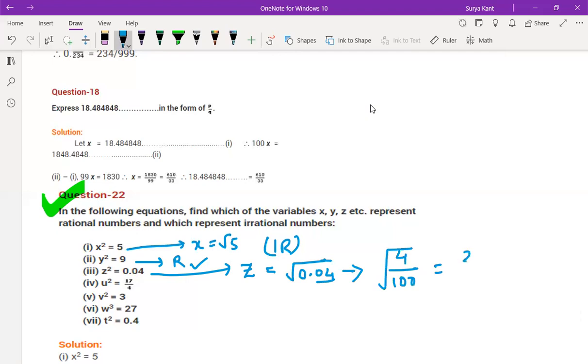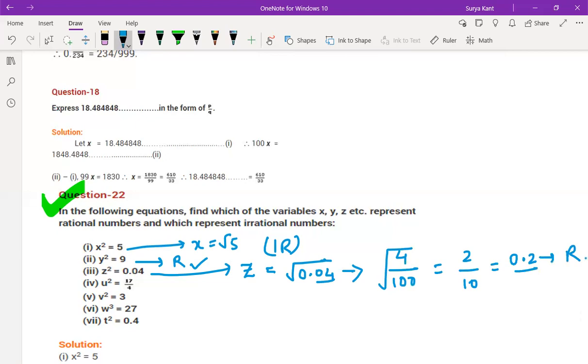Then you can write 2 divided by 10, right? And 2 divided by 10 is nothing but what? 0.2. Okay, 0.2 is a rational number or an irrational number? This is a rational number.